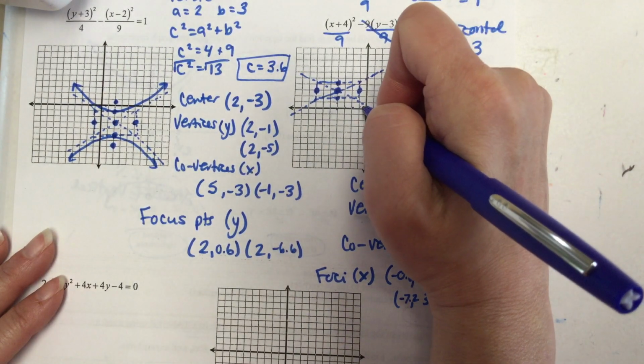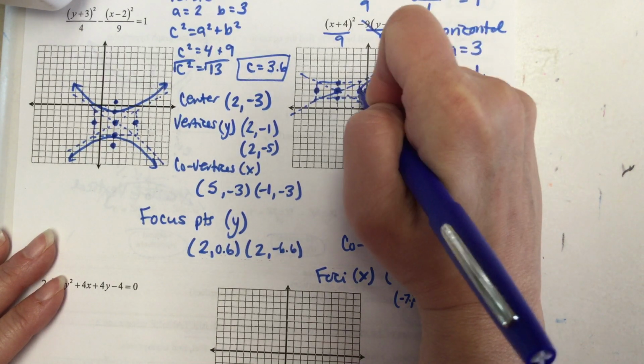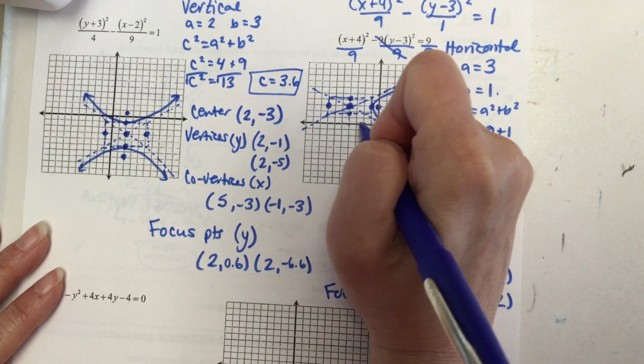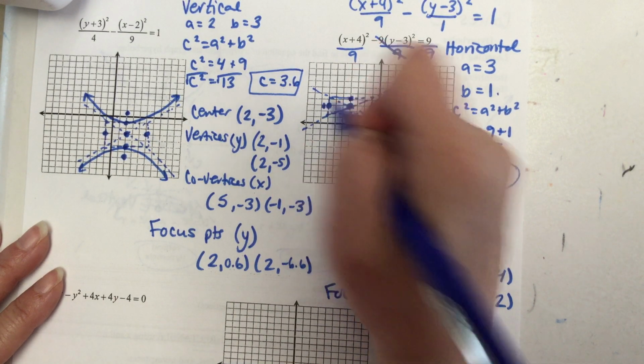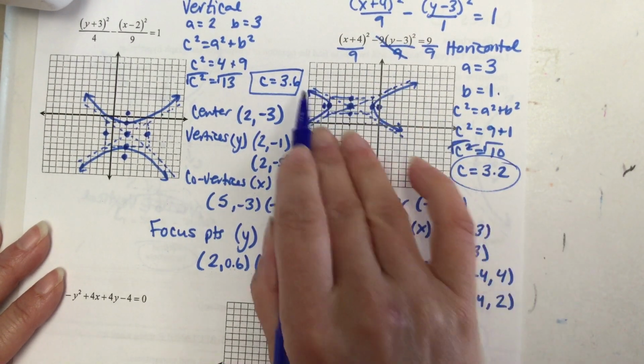So I go to the left almost a whole unit, go up 1, 2, 3. There's the foci point. It's on the outside of the rectangle. Hug the focus. Go to the left 1, 2, 3, 4, 5, 6, 7.2. Go up 1, 2, 3. It's outside of the rectangle. Hug the focus. This is horizontal. That's why the branches open side to side.